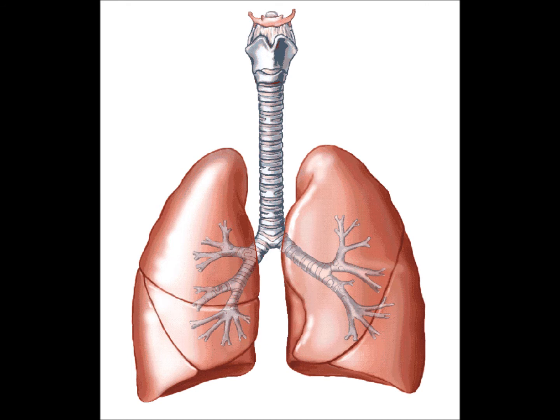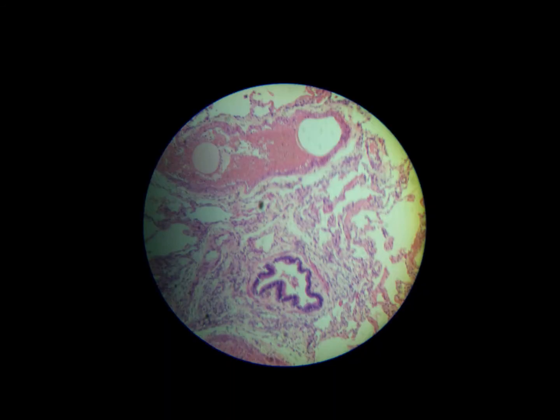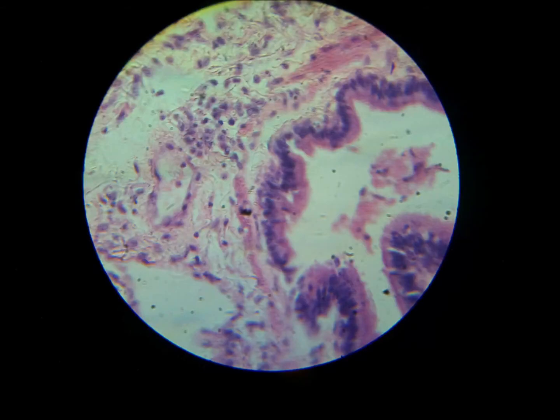The respiratory zone is the site where oxygen and carbon dioxide exchange happens with the blood. The respiratory bronchioles and the alveolar ducts are responsible for 10% of the gas exchange, while the alveoli is responsible for the 90%.